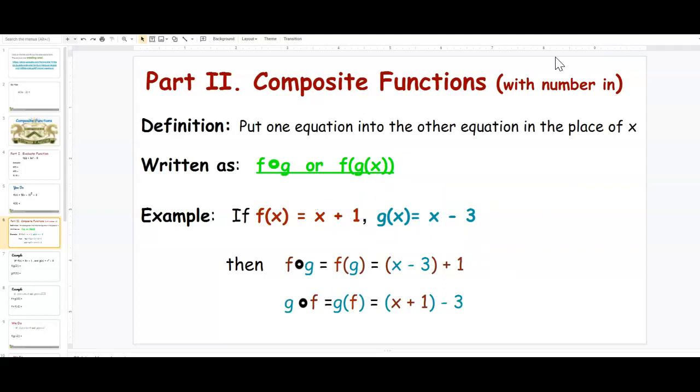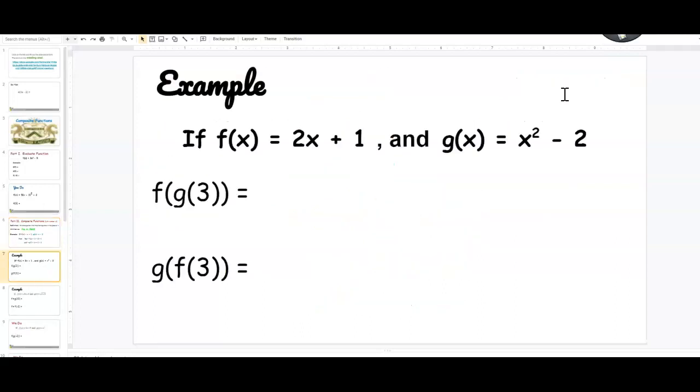Okay, so let's look at some examples. Here you have two equations, f and g. We are not using this part. We just use the equation part, so 2x plus 1 represents equation f. x squared minus 2 represents equation g. So let's look at the first question. It is f of g with a number inside. So let's not look at the number yet.